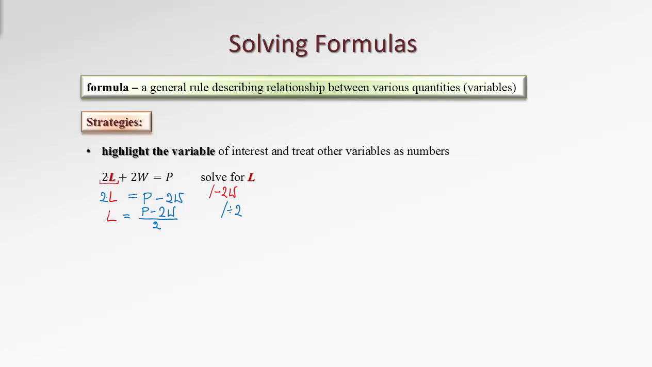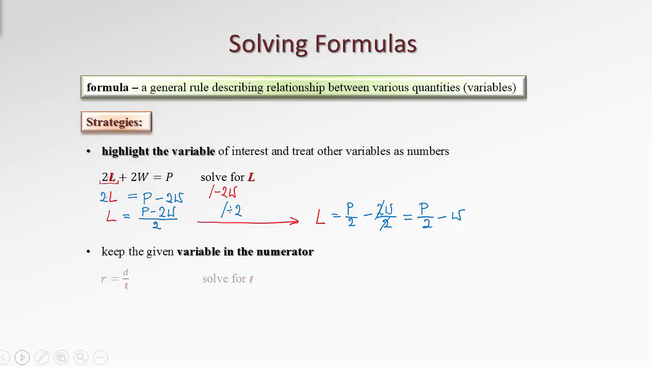Notice that this expression could be also written in different form. For example, we could say L equals, and then we could separate this fraction into two fractions, P over 2 minus 2W over 2. However, the 2W over 2 can be reduced, so overall this formula could be given as P over 2 minus W. So either like this or like that. Both answers are correct.